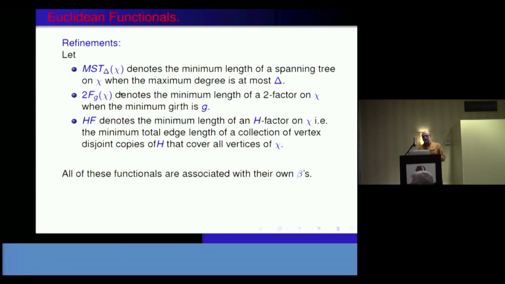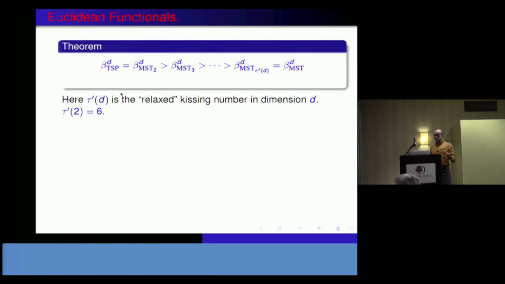Okay, so let's continue. So we have some refinement. So MST big delta will denote the minimum length of a spanning tree if we put a bound on the maximum degree. So MST2 would be a Hamilton path. And 2-factor G will be the 2-factor problem where you put a lower bound on the girth. So every cycle in the 2-factor will have to be at least G. And we'll skip the HK, it's not terribly interesting. And all these functionals have their own betas.